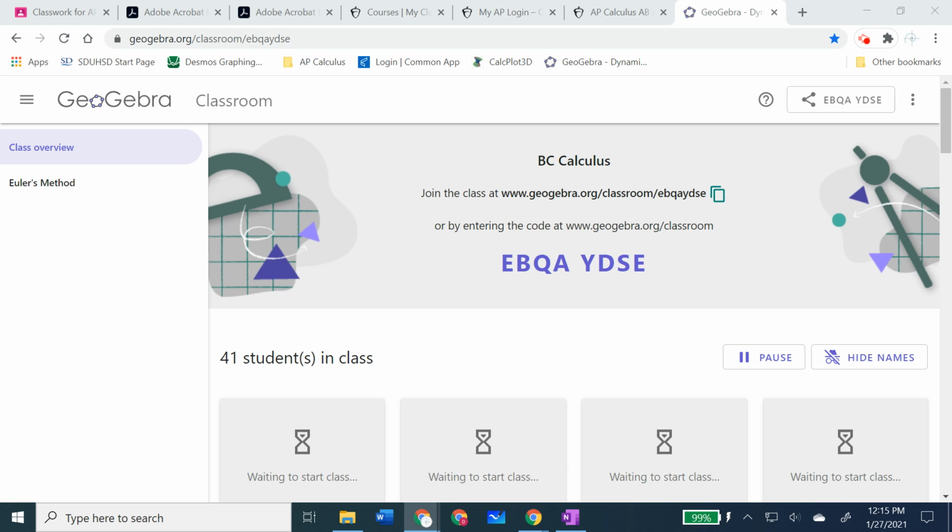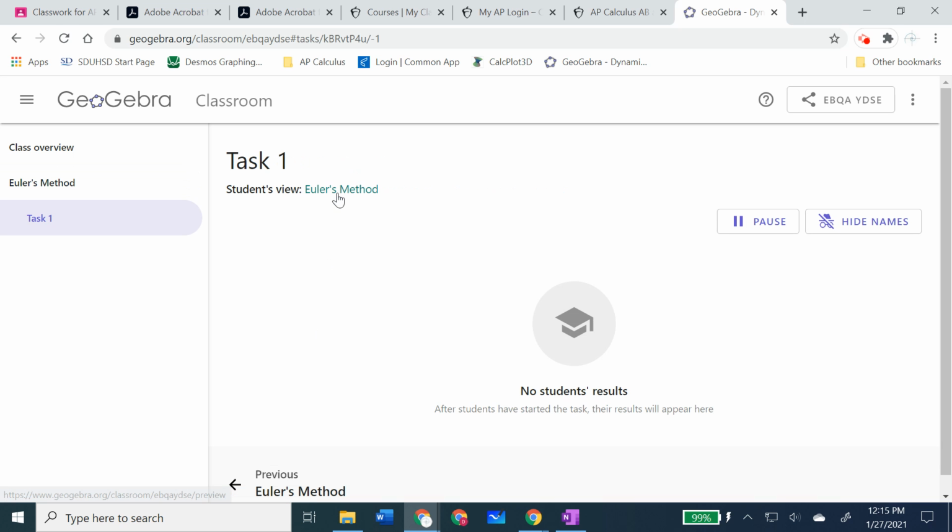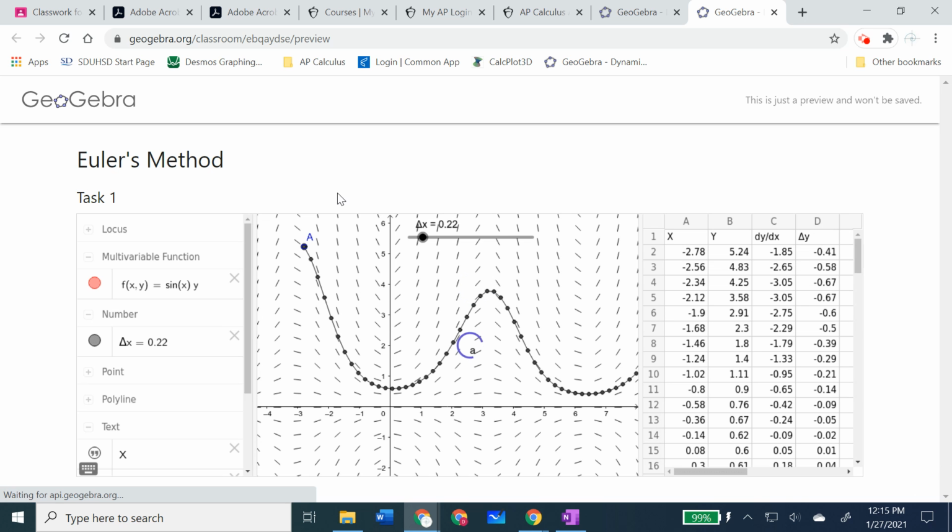So is everyone clicking on that link? And you're going to be working with this particular task. And so I've got to ask you, are you able to get to this screen? Okay, once you get to this screen, it's playtime.